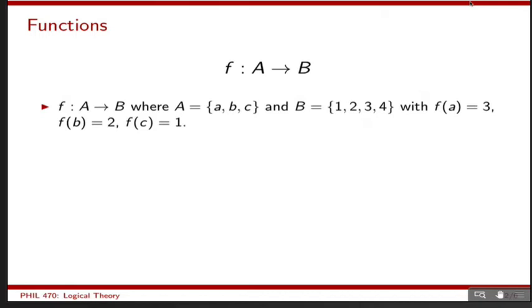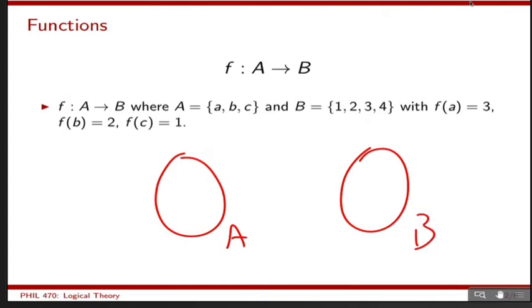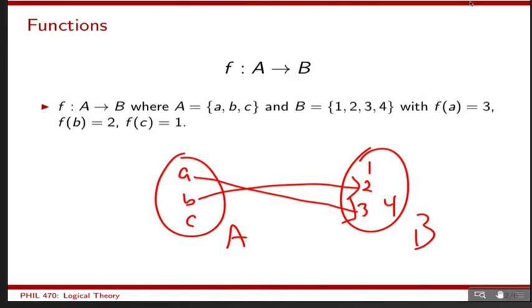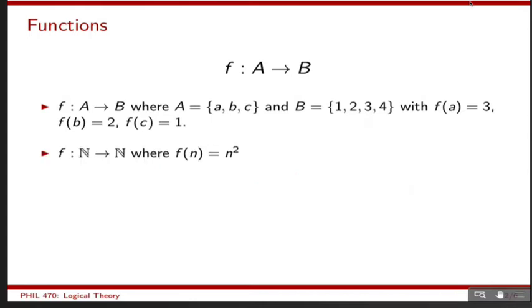So here's a very abstract example. Suppose we have this set A and the set B. A contains three elements, a, b, and c, and B contains four elements, 1, 2, 3, and 4. So the function definition says a gets mapped to the element 3, b gets mapped to the element 2, and c gets mapped to the element 1. Okay, so this is just an abstract definition of a function, or a definition of an abstract function, I should say.